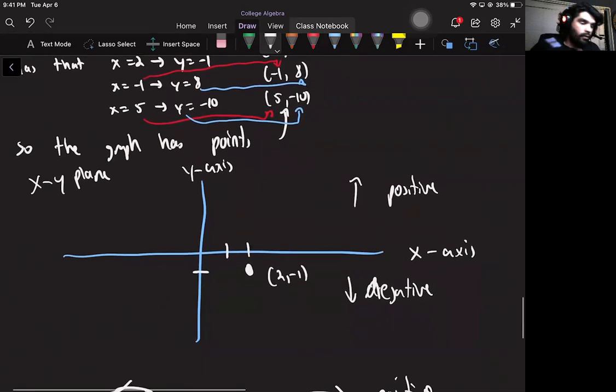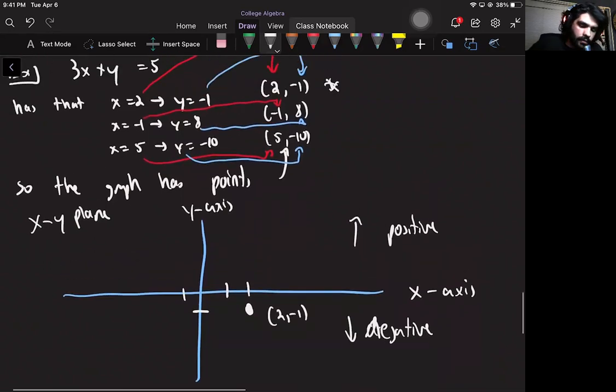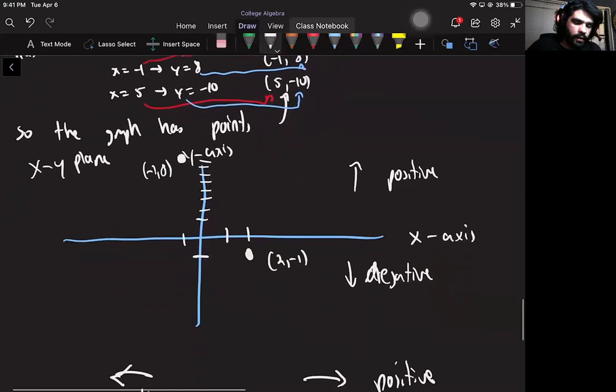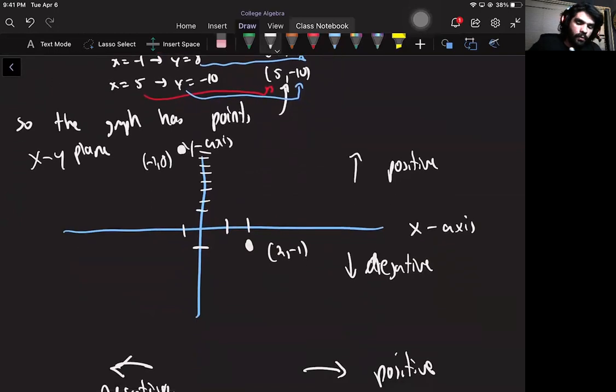I could do -1, 8. It's gonna be a tough squeeze. 1, 2, 3, 4, 5, 6, 7, 8, something like that. Sorry, that's the next one. -1, 8 is also on the graph. And then 5, 5 down 10. 1, 2, 3, 4, 5, 6, 7, 8, 9, 10.